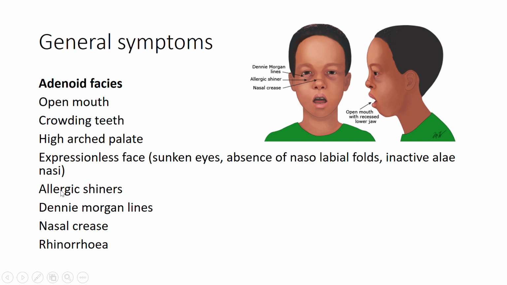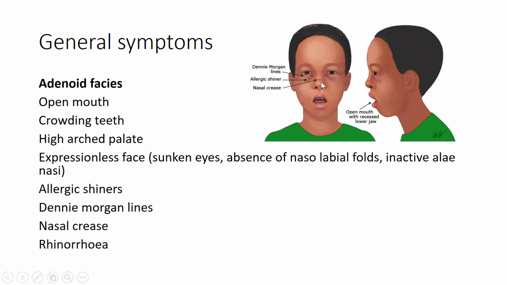Because of that also, the patient may have a dull expression. Second thing is allergic shiners. Allergic shiner is this dark brownish appearance that is seen below the eye. Commonly we see that people who don't sleep well have a blackish appearance below or around the eyes. So here it's called an allergic shiner. And then there's something also called Dennie-Morgan lines or folds. There may be a kind of swelling or puffiness of the lower eyes. So this is called Dennie-Morgan lines.